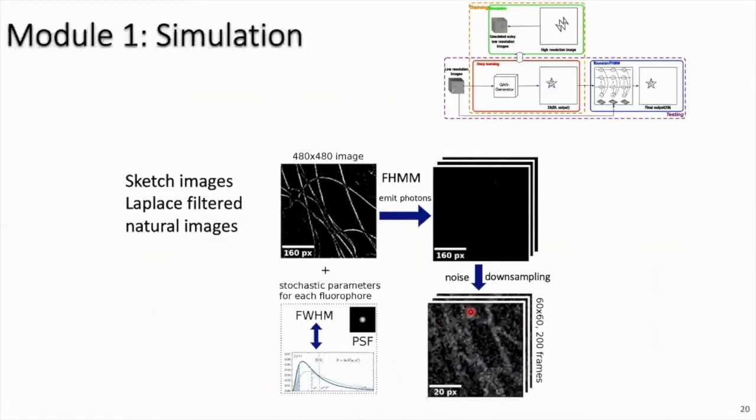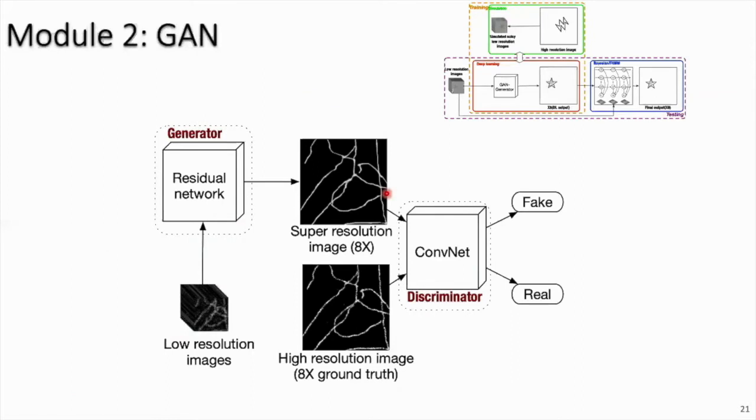So more specifically, for the simulation, we use the sketch images and Laplacian filter natural images as the data for the simulator. Those images have similar texture as the real-life structure images. Then we use factorial heat map model together with stochastic simulation to generate a large amount of training data for the deep learning model. Regarding the deep learning model, we use the generative adversary network, in which the generator will become the final productive network to produce the super resolved structure image.